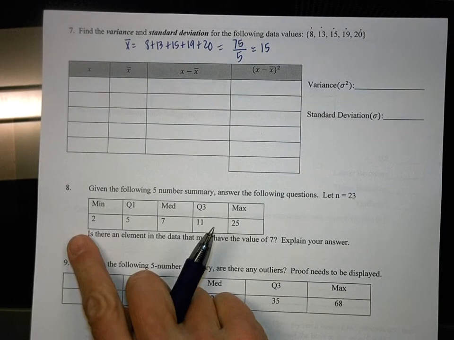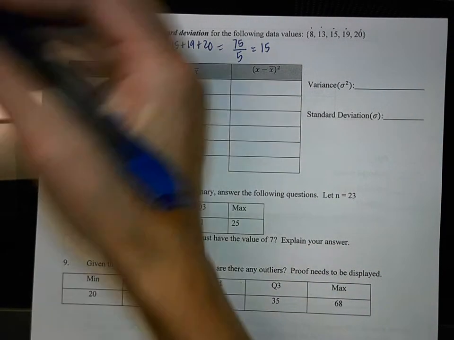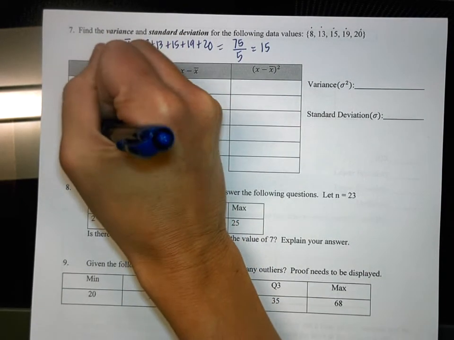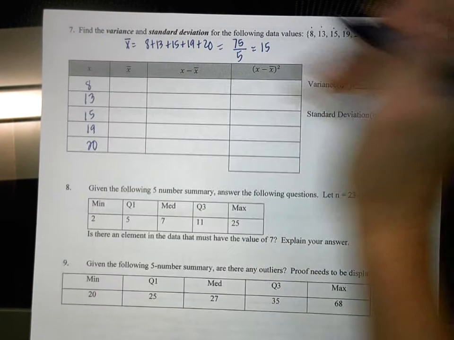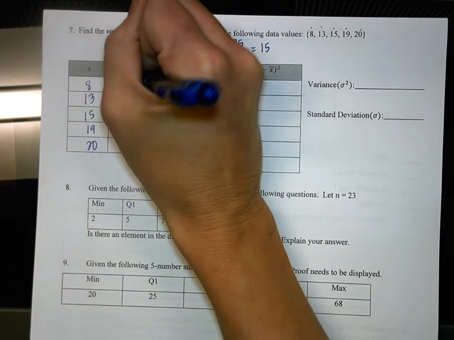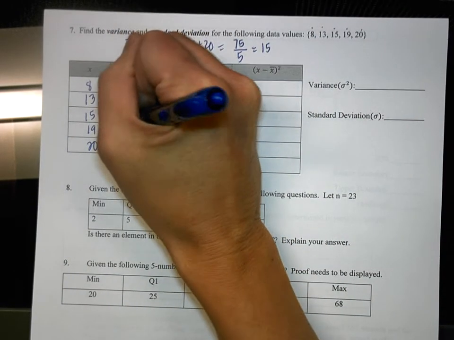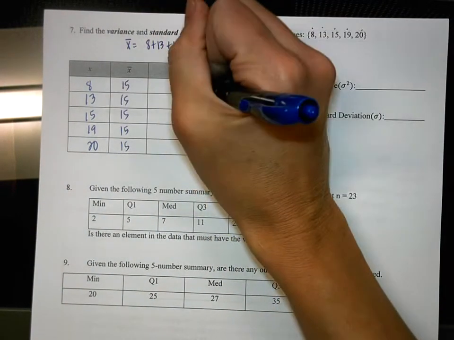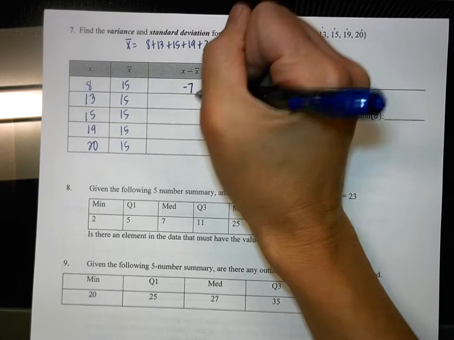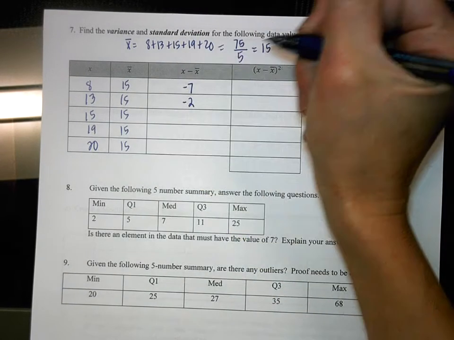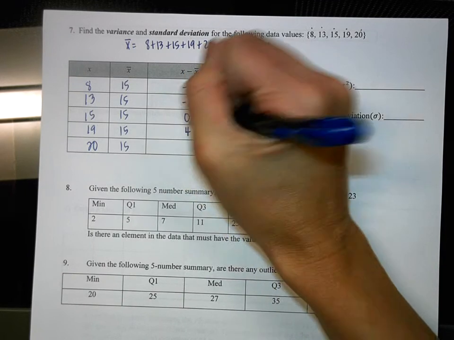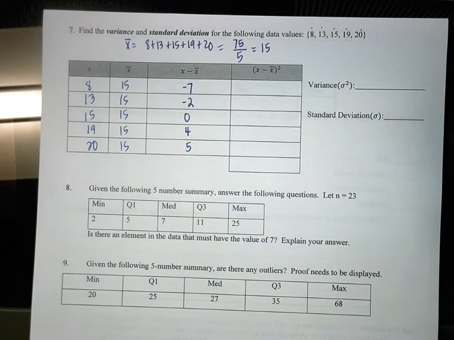So the next thing we do is we write each of our pieces of data. So we have 8, 13, 15, 19, and 20. All of these have the same mean, which is 15. Next, we subtract our data piece with our mean. And so 8 minus 15 is negative 7. 13 minus 15 is negative 2. 15 minus 15 is 0. 19 minus 15 is 4. And 20 minus 15 is 5.